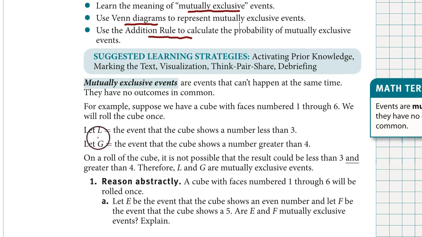On the screen we have the definition of mutually exclusive events. They are events that can't happen at the same time. They have no outcomes in common.